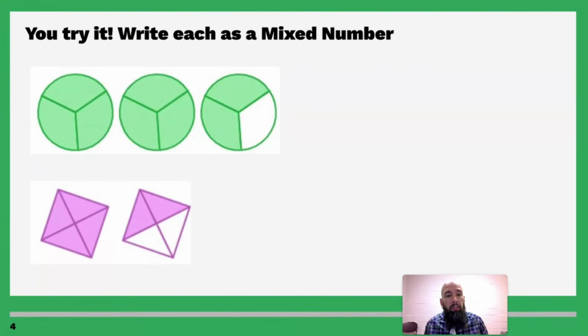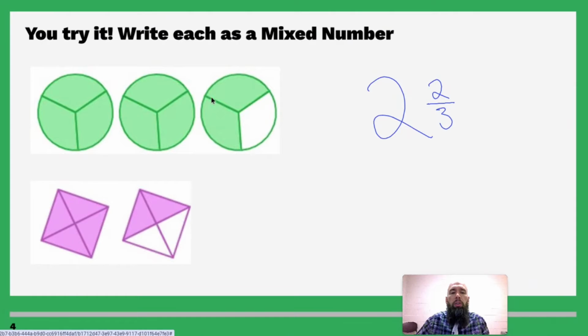So hopefully that made sense. You try it on your own. Write these out as mixed numbers, pause the video, come back when you're ready. All right, welcome back. We have 2 whole circles here, and 2 out of 3 filled in, so 2 2/3.